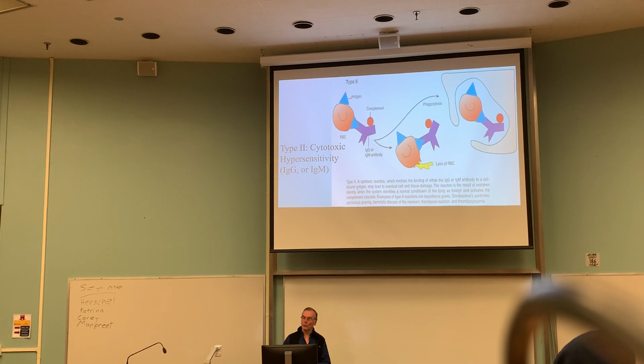This is a pretty good diagram. It talks about your red blood cell and the antigen that's on it, and the immunoglobulin that's connected to it. If you have the wrong one, it can lyse the red blood cells, and then your body will dissolve the red blood cells and get rid of them.